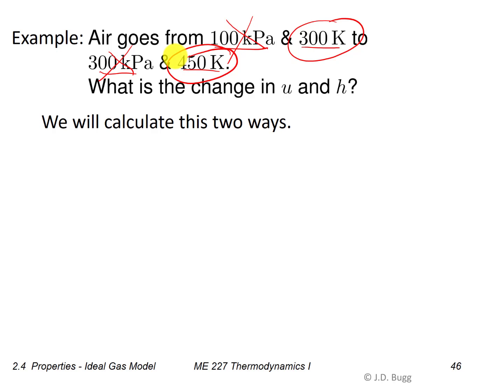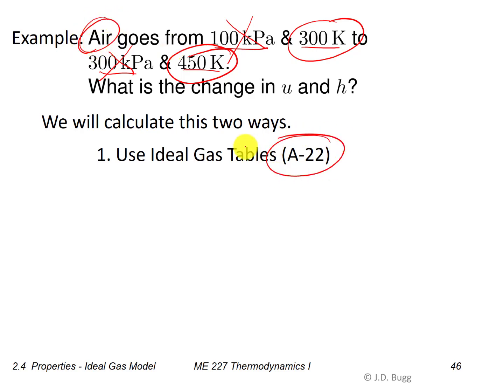We're going to calculate this 2 different ways and just compare the results and see how accurate these different techniques are. First one we're going to do is using ideal gas tables. So this substance is air, and table A22 is an ideal gas table specifically for air. So we're going to go to table A22 and get the values of U and H at these two temperatures, 300 Kelvin and 450 Kelvin.